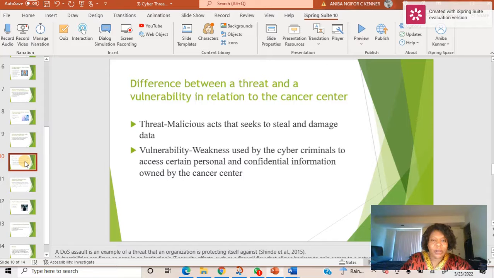It is also important that we understand the differences between a vulnerability and a threat. A threat is a malicious act involving stealing and damaging a company's data, that is, stealing our cancer center's data. We must be alert about these threats. Meanwhile, a vulnerability is basically flaws or gaps in an institution's IT security effort, such as a firewall flaw that allows hackers to gain access to a network. We must always be proactive and monitor our network such that we have no flaws that can be exploited.